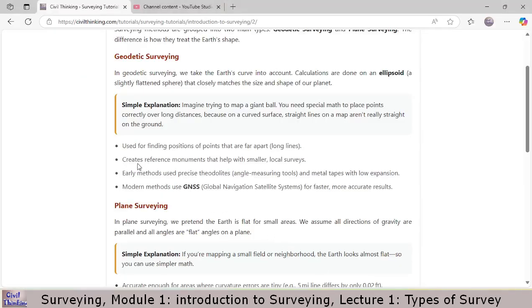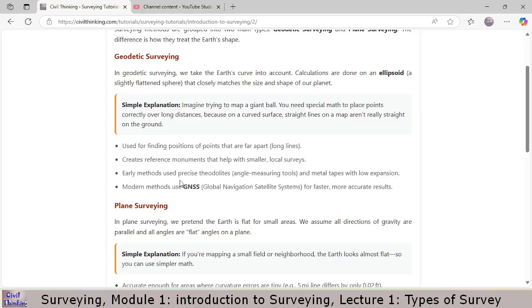Now as you can see, we create reference monuments. So we get the reference points. I call these monuments pointers, so that they help with smaller local surveys. We carry out the local surveys by keeping these monuments as the reference. Now early methods used precise theodolites, angle measuring tools, and metal tapes.